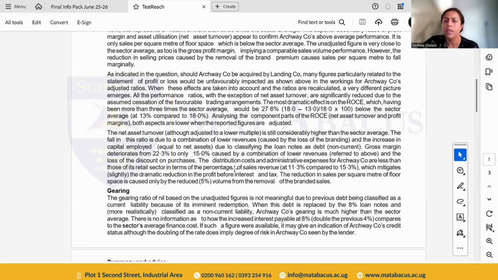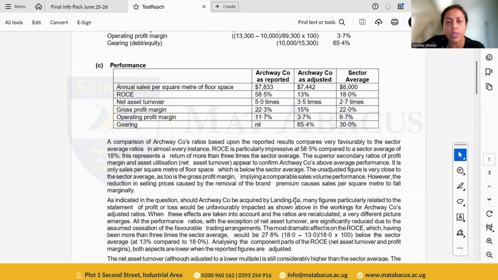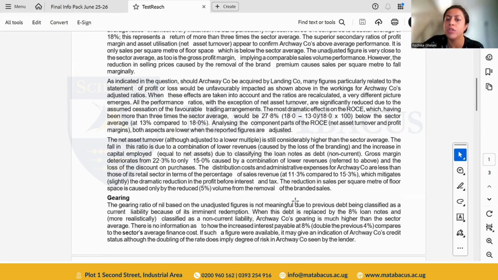Okay. The other costs are not really very different, but we can see that the reduction in the sales per square meter of floor space, this reduction in the first ratio, we already discussed that was because the sales revenue figure decreased because of the removal of that license that we could use. So that analyzes the performance based on all the ratios.